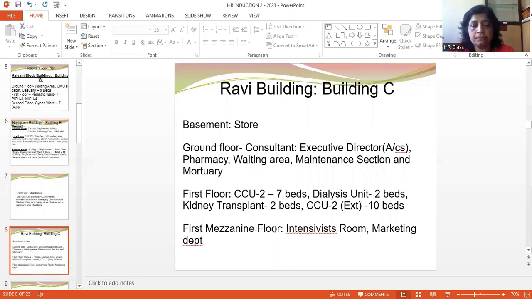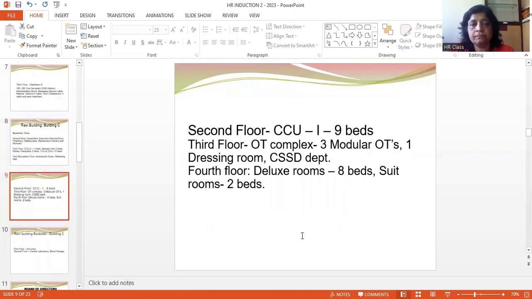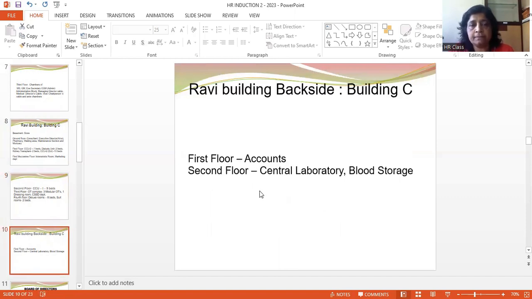Going on to the first floor, there's an intensivist room and the marketing department. Second floor, we have CCU1 9 beds. Third floor, OT complex, 3 modular OTs, 1 dressing room, CSSD department. Fourth floor, we have deluxe rooms, 8 beds, suite rooms, 2 beds. Then we have Ravi building backside, the same as building C. The first floor, we have accounts, and second floor, central laboratory and the blood storage.